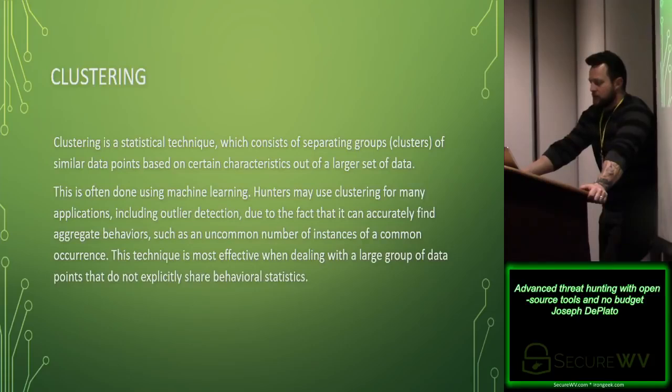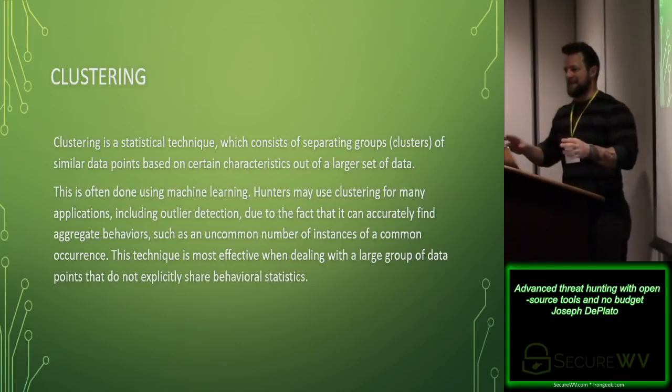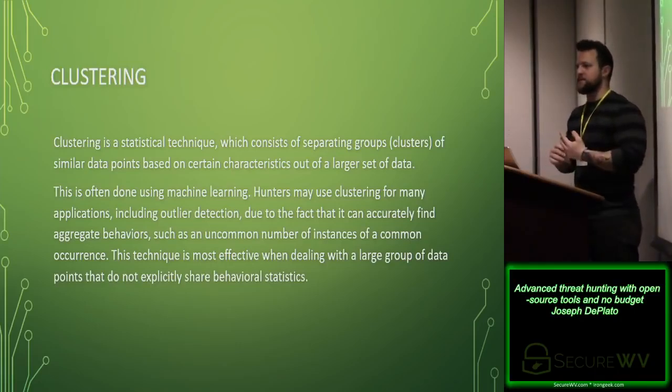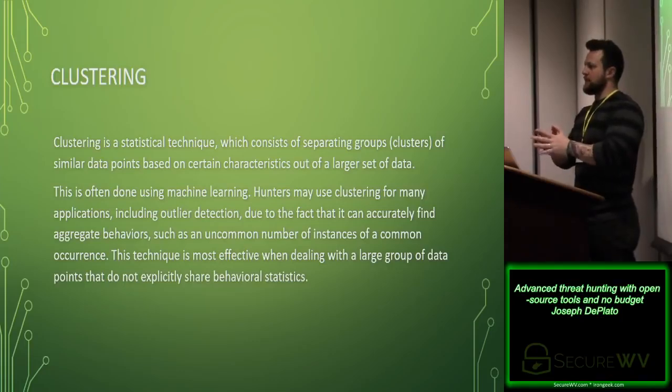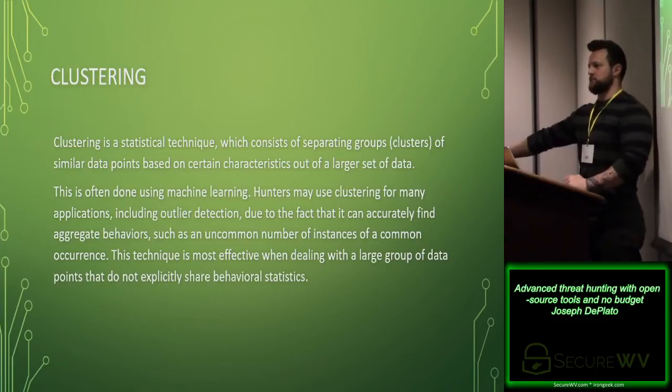The next is clustering. So most of these are math or statistics. Clustering is statistical. It consists of separating groups or clusters of similar data points based on certain characteristics out of a larger set of data. So it's often done using machine learning. My guess is the majority here don't have some type of machine learning backend to automatically do this for them. So hunters use clustering, and I like to use clustering for different applications.